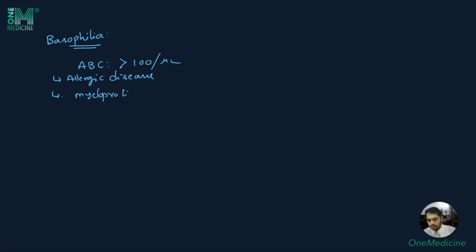Basophilia is considered when absolute basophil count increases to more than 100 cells per microliter, and the causes include allergic diseases, myeloproliferative disorders, especially CML. Chronic inflammatory disorders, which are exceedingly rare. Now let's look at the other end of the spectrum, leukopenia.